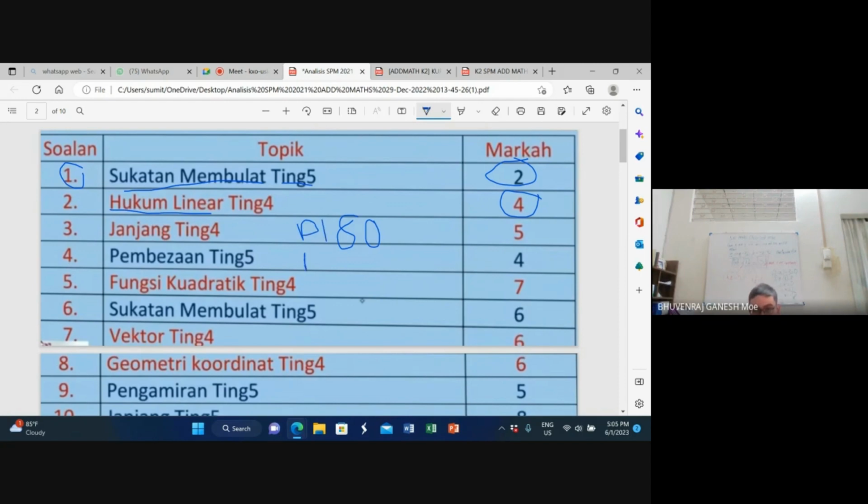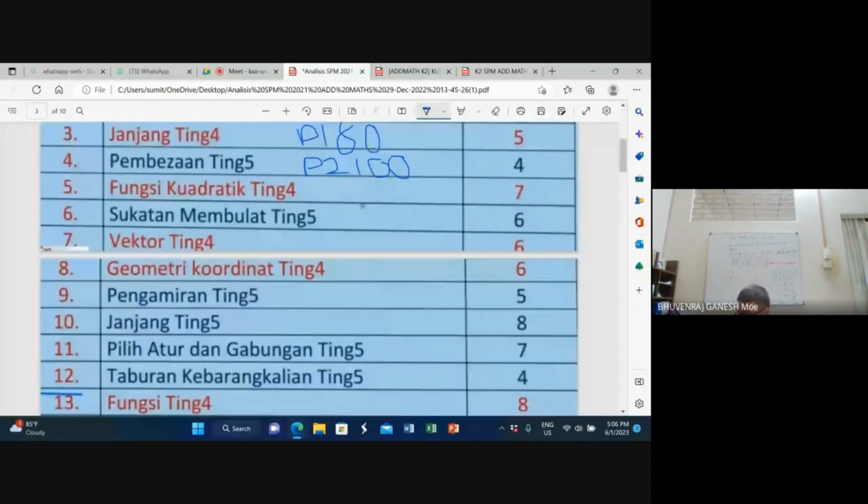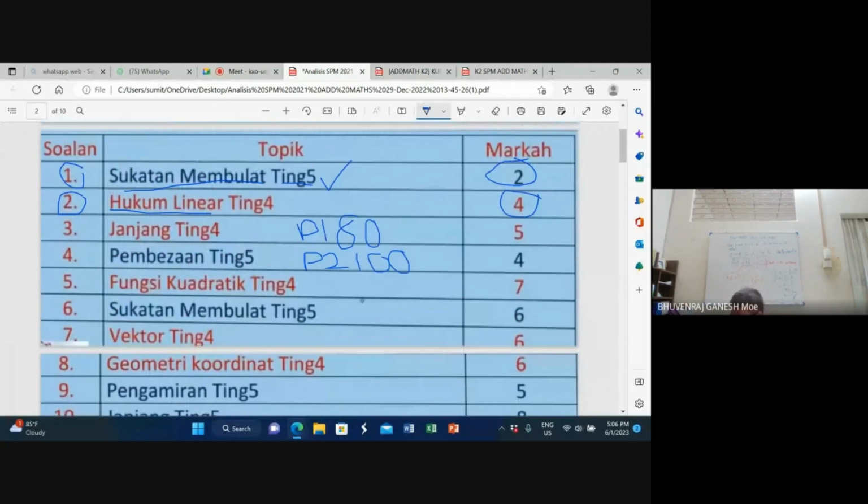So far, how are you with these two chapters, circular measures and linear law? Circular measure, no problem, good. How about linear law? So I can put a tick already. Maybe after you tell me all this, then I know which topics to focus on. A bit non-understanding. Okay, linear law, we put a star here.